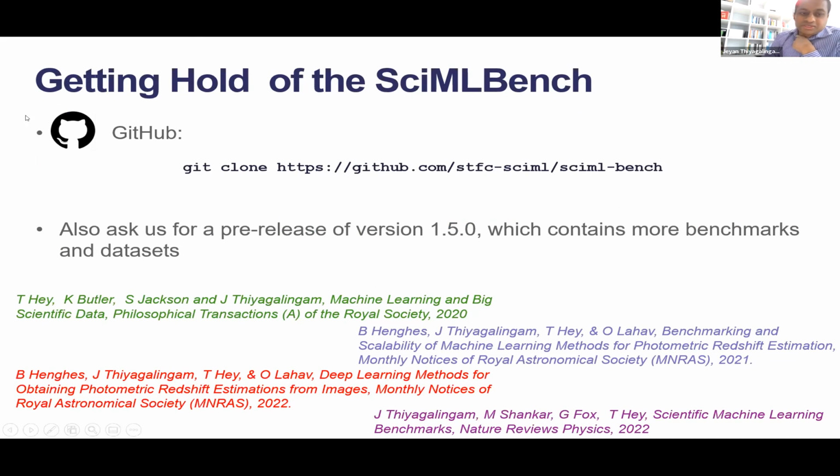Of course, you can get hold of SciML-Bench. The piece of work is called SciML-Bench. The current version on GitHub is version 1.0, with, I think, four different benchmarks. But we have another version coming up soon. It should have been released last month, but we are running behind schedule. It contains more benchmarks and data sets.